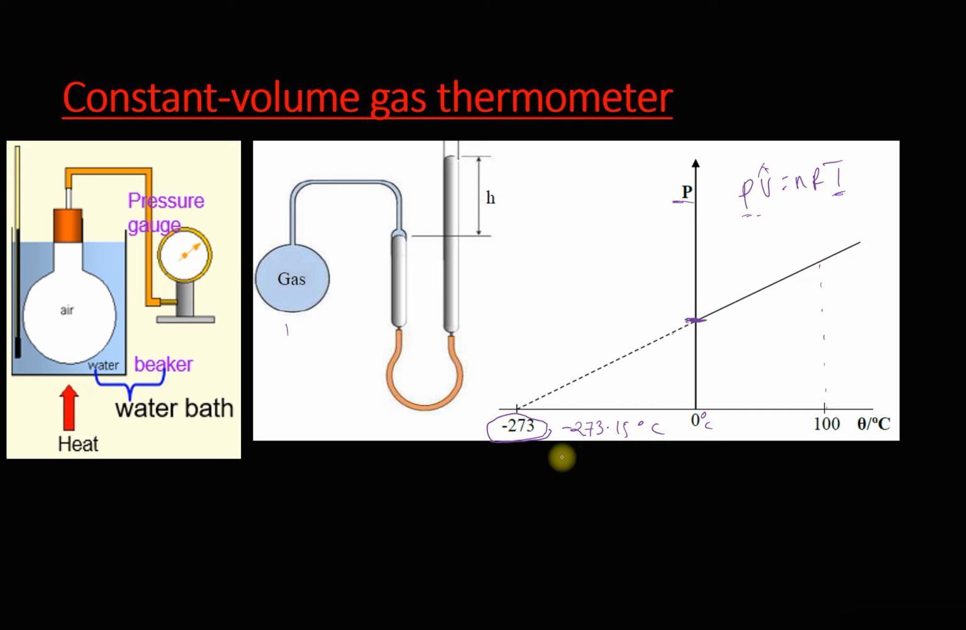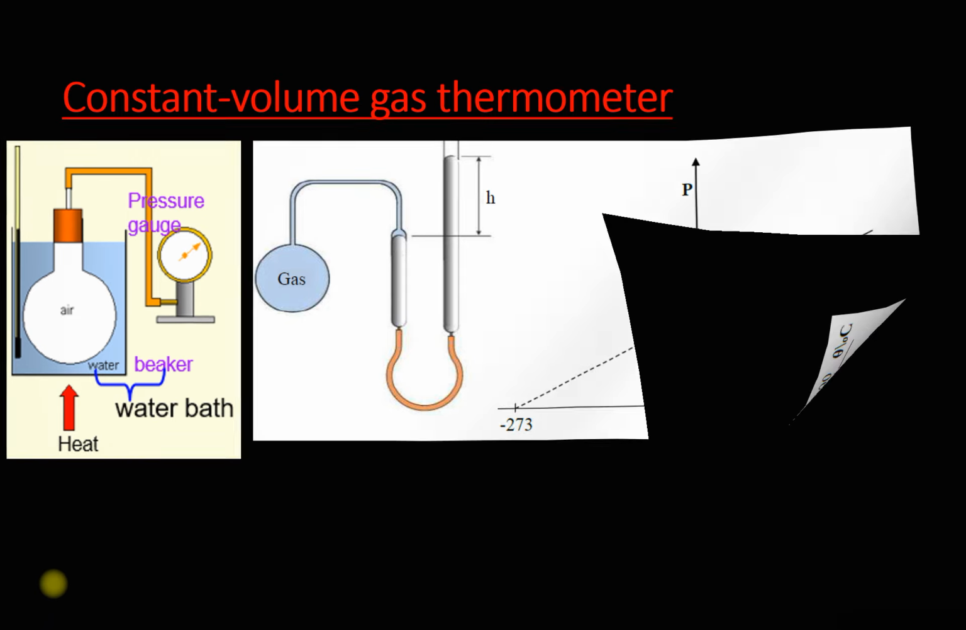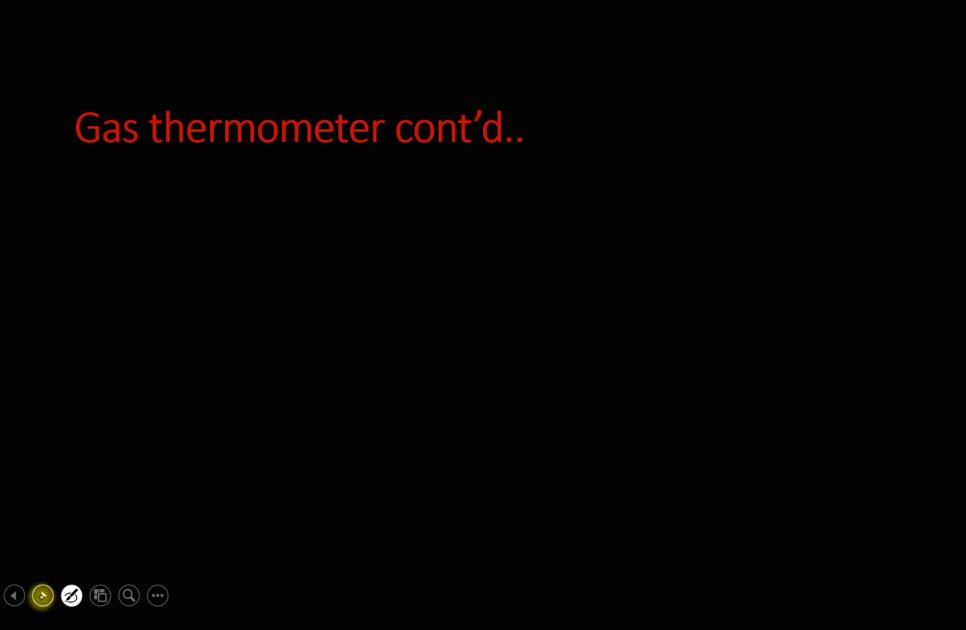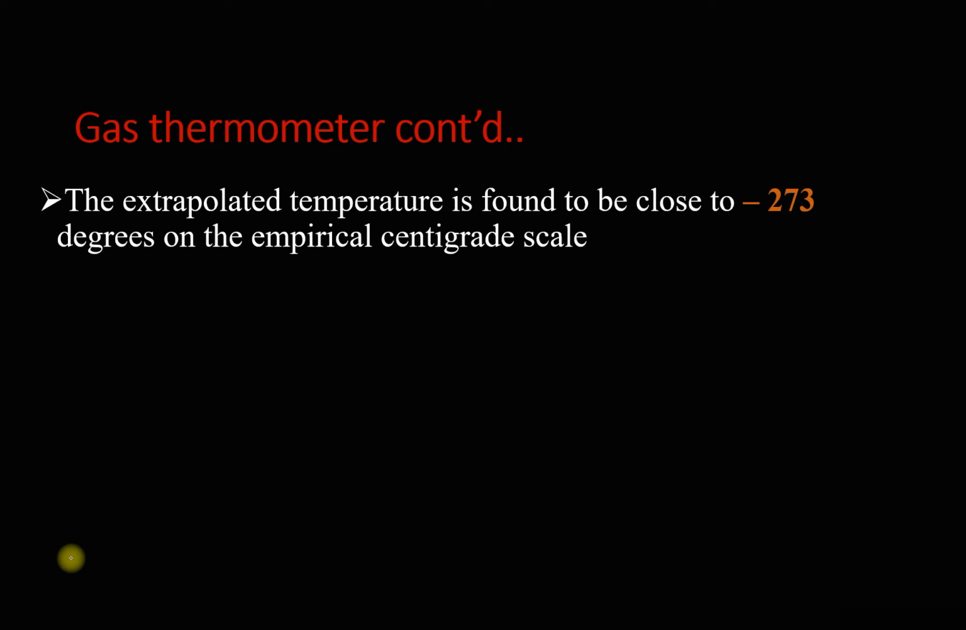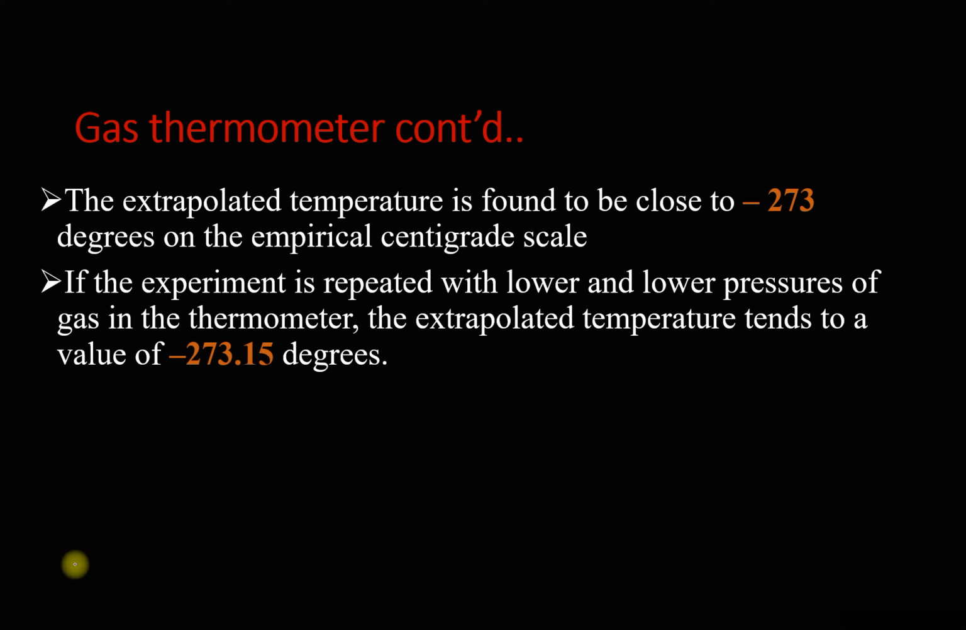They believe that this is the smallest possible temperature in real life. And this temperature will later be used to establish what we call the absolute scale of temperature, or the thermodynamic scale. Taking the graph backwards, the extrapolated temperature is found to be minus 273 degrees on the empirical centigrade scale. If the experiment is repeated with lower and lower pressures of gas in the thermometer, the extrapolated temperature tends to a value of minus 273.15 degrees Celsius.